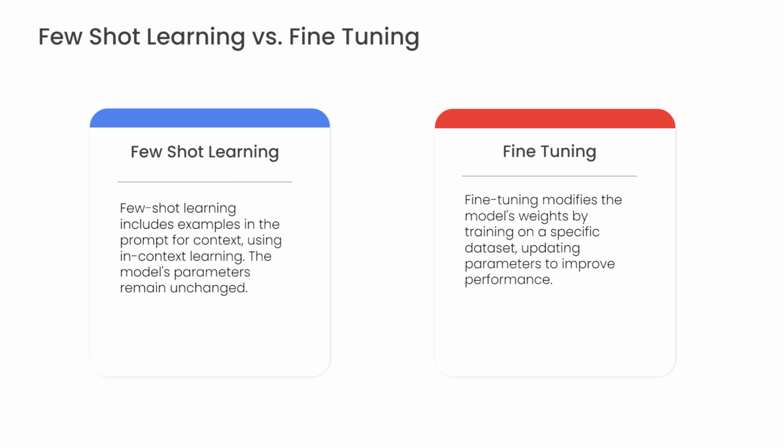Prior to moving on, I want to address a notable point of confusion. Few shot learning is not fine tuning. Few shot learning presents examples to the LLM inside of the prompt, which can then be used as relevant context for generating the correct output. This process is referred to as in context learning.